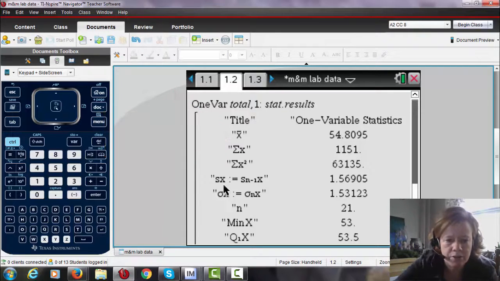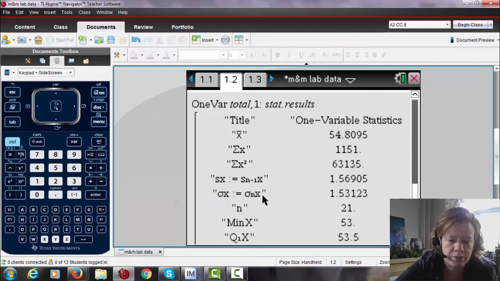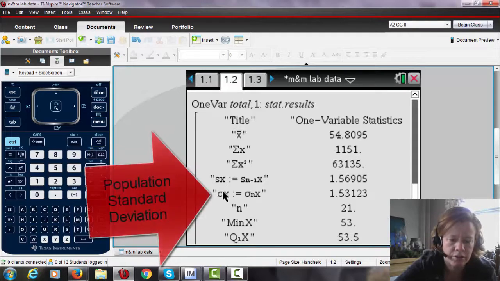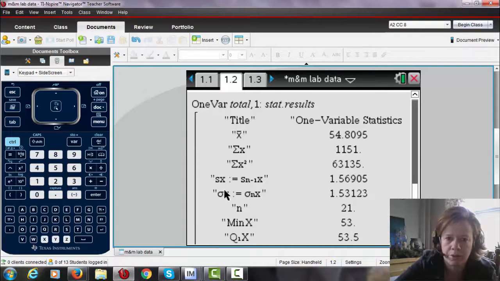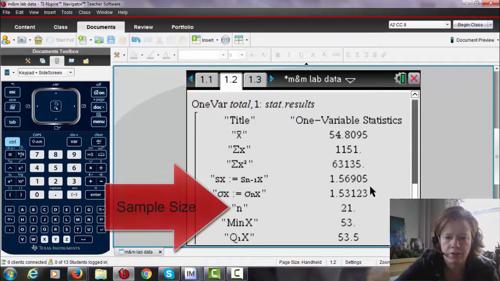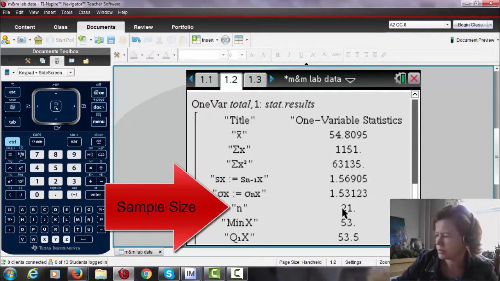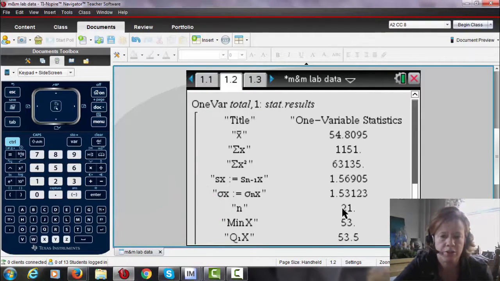And my sample standard deviation is this sx, 1.569. This measure underneath it is the population standard deviation. That's our lowercase Greek letter sigma, which stands for population standard deviation. We're talking about a sample, not all of the M&Ms, just our sample. So sample standard deviation is 1.569. And our sample size, our n value, was 21. I have 21 numbers in that list, so I got data from 21 students. Okay, so that's how you do that on your calculator.